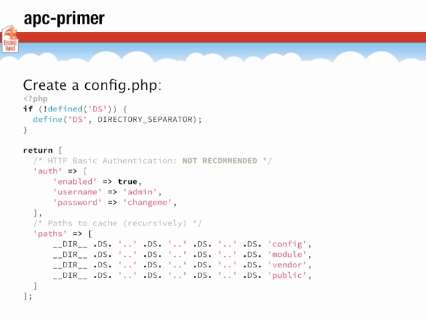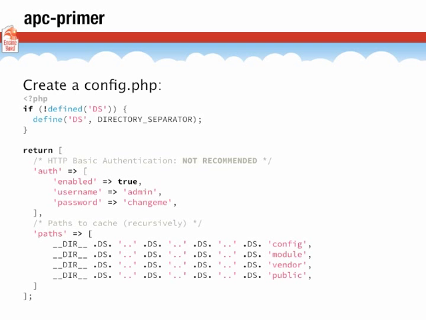Again, as with the cache primer, we're going to create a config.php, which will reside in the same directory as the wrapper script. The first thing you see here is that we created a shortcut constant for the directory separator constant. Next, just like with the cache primer, we return an array with 2 keys. However, this time, the first key is the authentication configuration, which again, we recommend against using. And then the second key is the paths, an array of paths in which to search recursively for files to cache.